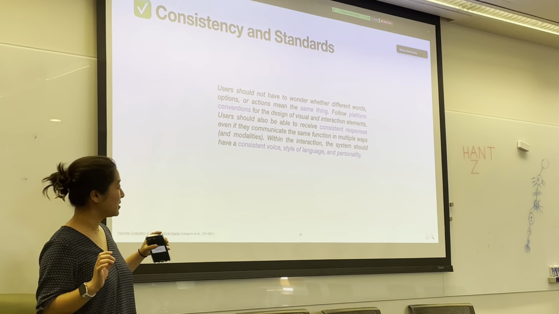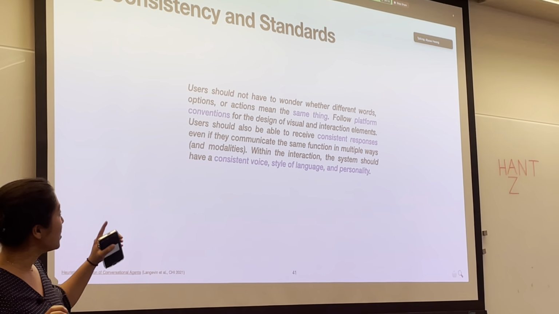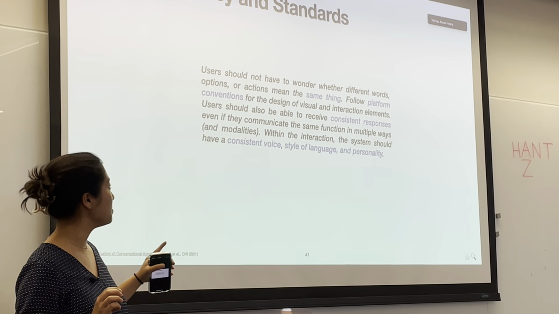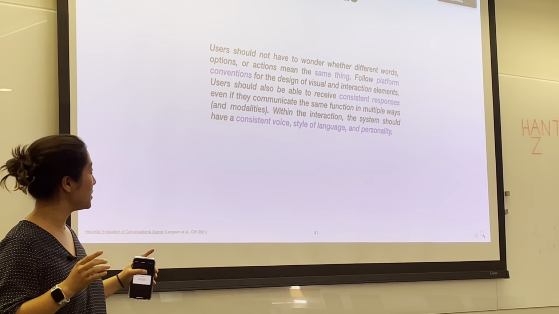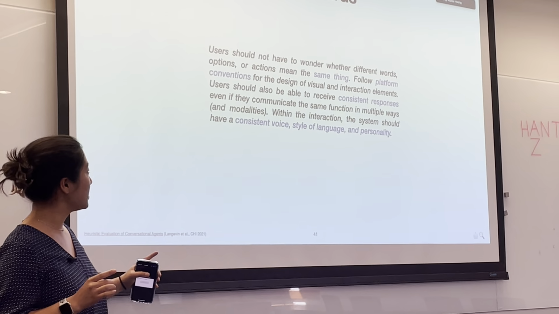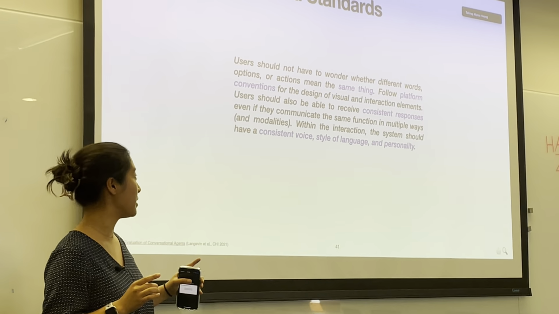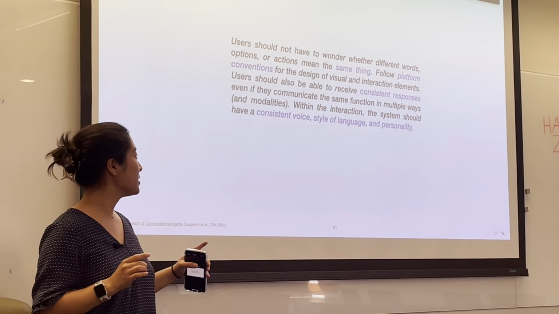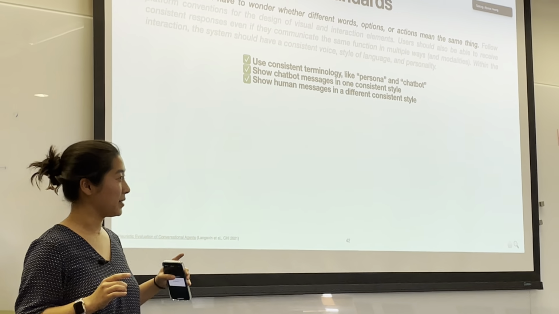So when it comes to consistency and standards, this paper by Langevin et al. recommends that users should not have to wonder whether different words, options, or actions mean the same thing. You should follow platform conventions for the design of visual and interaction elements. Users should also be able to receive consistent responses even if they communicate the same function in multiple ways and modalities. Within the interaction, the system should have a consistent voice, style of language, and personality. So this is a whole lot to take in.